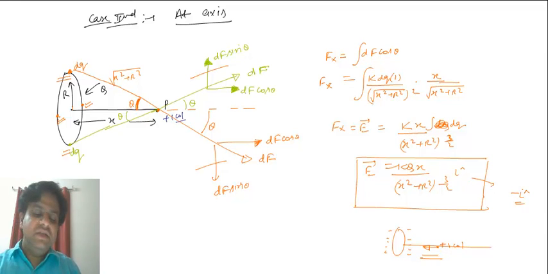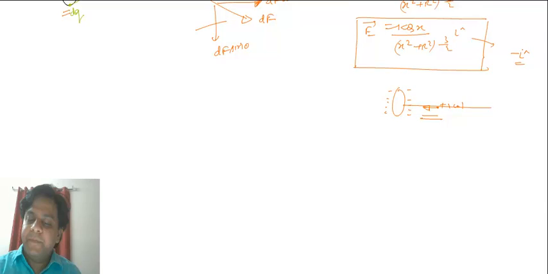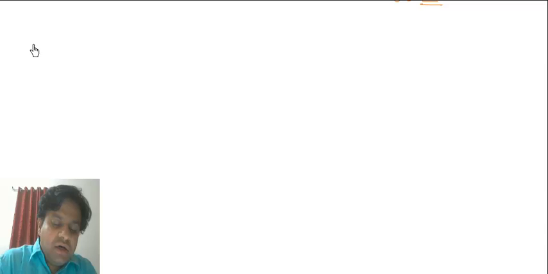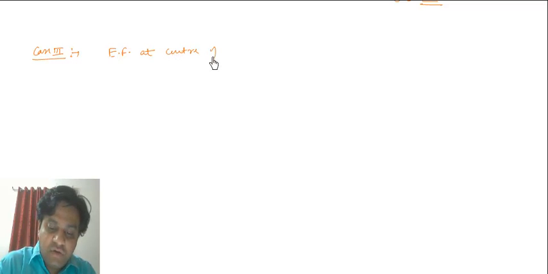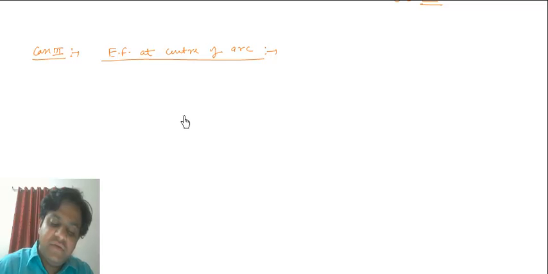So this way we can easily find the electric field at any point present on the axis of the ring. Now what I'm going to do is, in case 3, I'm going to find the electric field at the center of an arc. Let's say I'm given an arc like this.